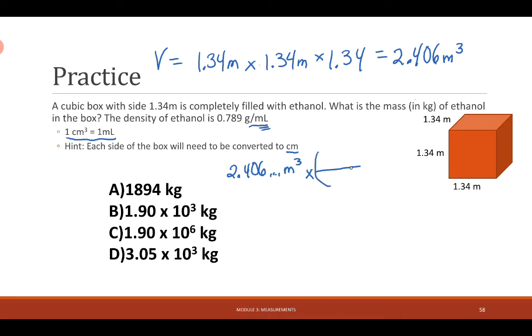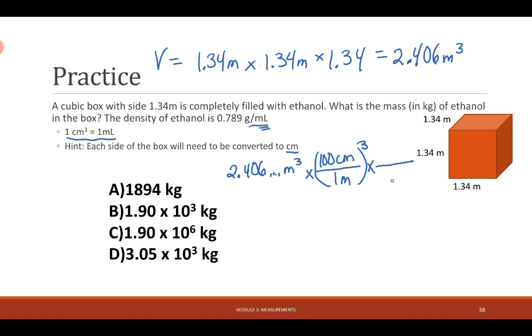And then there are 100 centimeters in 1 meter. And that's only going to cancel out 1 meter. And so I need to have meters cubed, not just meters. And I can do that by cubing my conversion factor. And so that's going to cube the 100 and cube the unit. So remember to distribute out that cube. After that, I'll be in centimeters cubed.